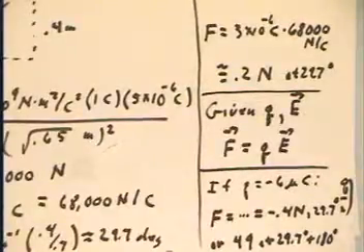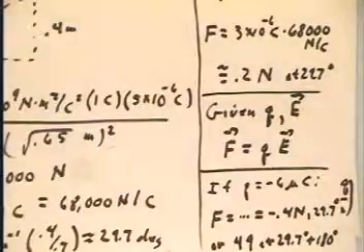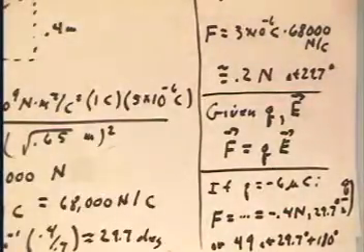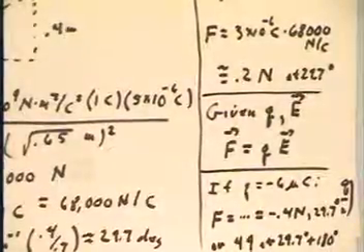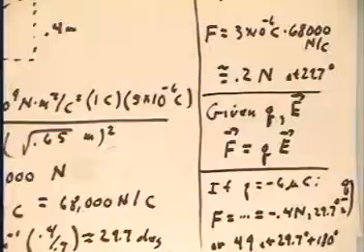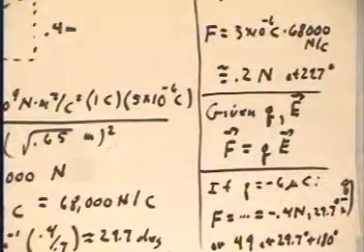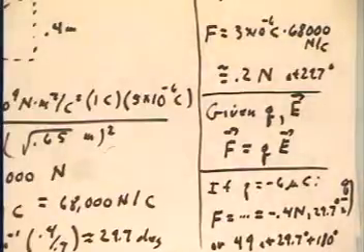If we brought a charge of negative 6 microcoulombs to the same point, then the force would be calculated by multiplying the negative 6 microcoulombs by the 68,000 newtons per coulomb. We would get something very close to negative 0.4 newtons, actually about negative 0.41 newtons.